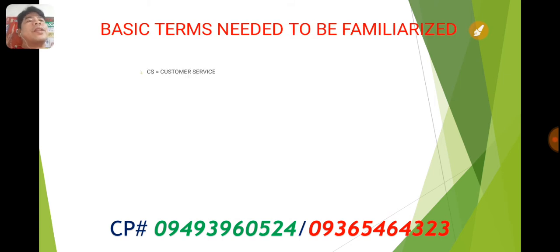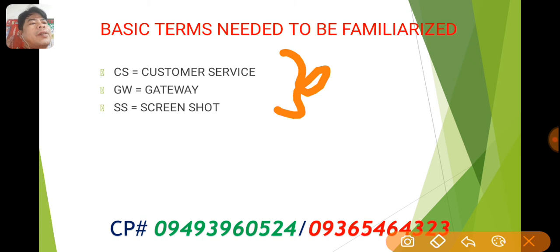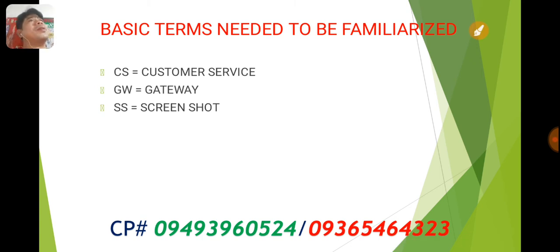Basic terms needed to be familiarized. The CS is the customer service, the GW is the gateway, and SS is the screenshot. Why? Because these three basic terms we need to know. As for me, I have a big organization, and my dealers and members are about 700 plus, 700 members, not accounts, members, 700 individuals. When they ask for assistance, I rather use the abbreviation for customer service or the abbreviation for gateway, GWY, to speed up the communication and to help them as fast as I can.